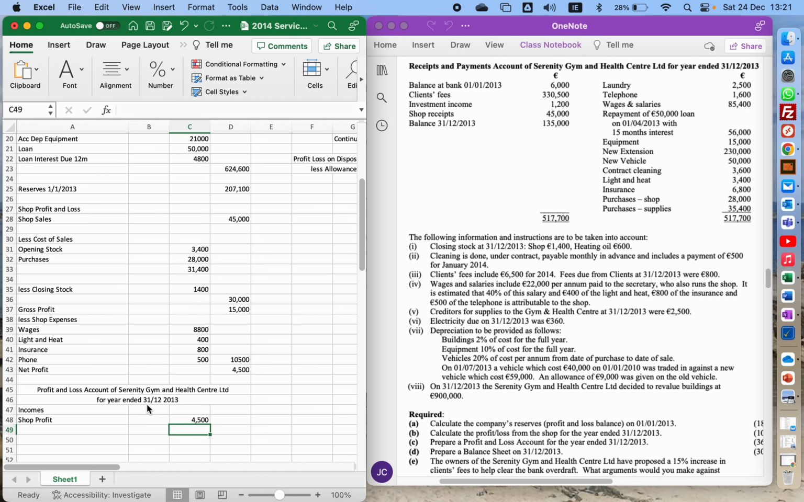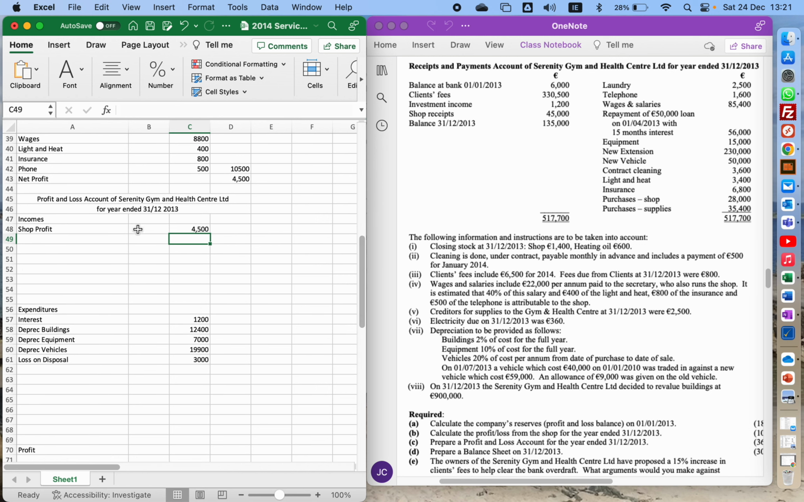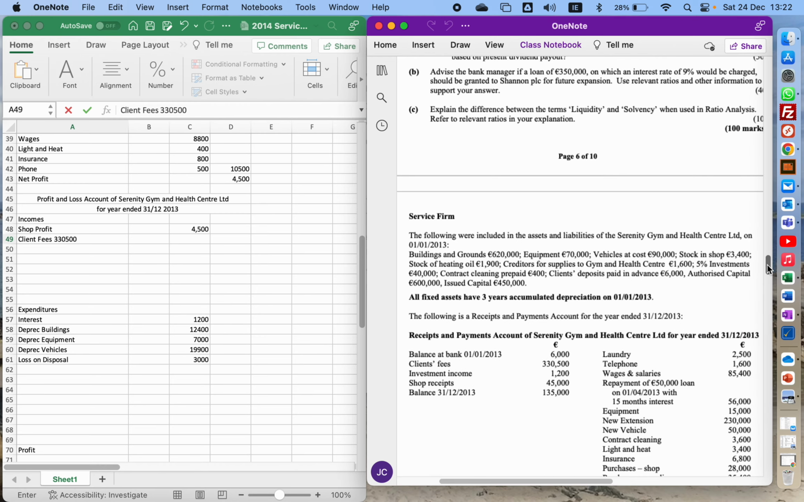To the profit and loss now. So the first item that I put in there for incomes is going to be shop profit that I've just calculated, and then I'll look at clients' fees. And now we have 330,500. Now we need to take into account any fees that were in arrears at the beginning and the end.